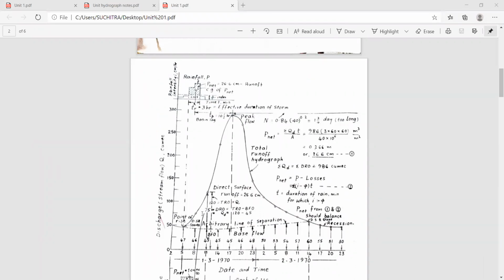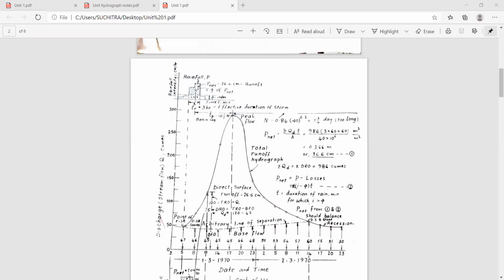So after deducting the base flow ordinates from the total runoff ordinates, you will get the direct runoff ordinates. The volume of the direct runoff ordinates has to be divided by the area of the catchment. Now you can see here, this is the net precipitation depth. You need to find the net precipitation depth. This net precipitation depth is nothing but sigma q dt, that is the sum of the direct runoff ordinates, divided by the area of the catchment. That will give you the net precipitation depth in centimeters or meters.